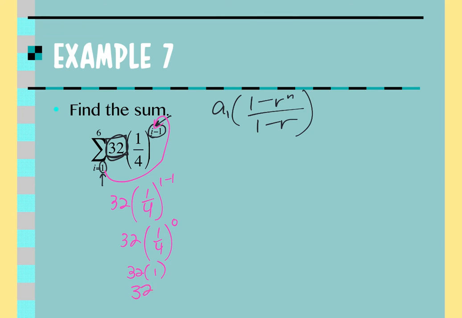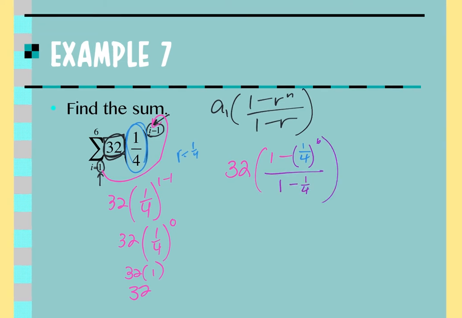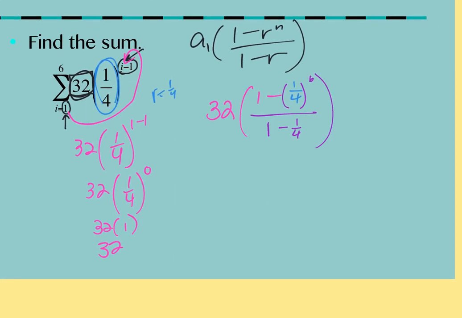So you can do it the same way we did the partial sum. Plug in the bottom when it's the first term, plug in the top when it's the last term. That works the same. So I know that a1 is 32. 1 minus r, r is the thing that's being raised to the power. So r is 1/4. What is n this time? 6. If the bottom number is 1, the top number is n. And this goes over 1 minus 1/4. With me so far? Yeah?